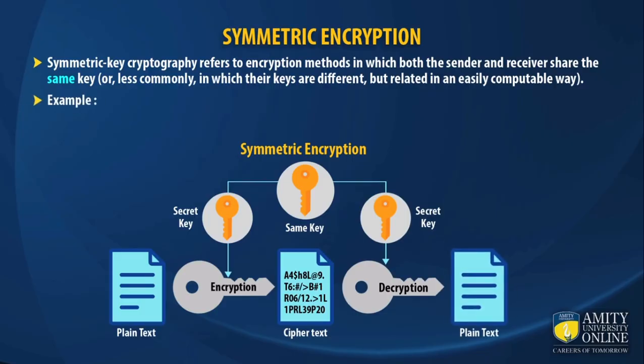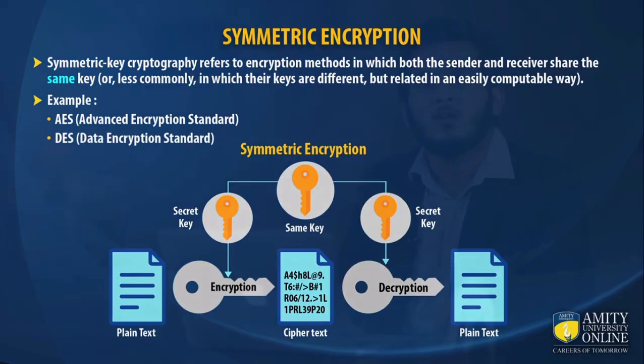Examples of symmetric encryption are AES, which is Advanced Encryption Standard, and DES, which is Data Encryption Standard. One of the major drawbacks of symmetric encryption is that both the sender and receiver use the same key. This drawback is solved by asymmetric encryption.